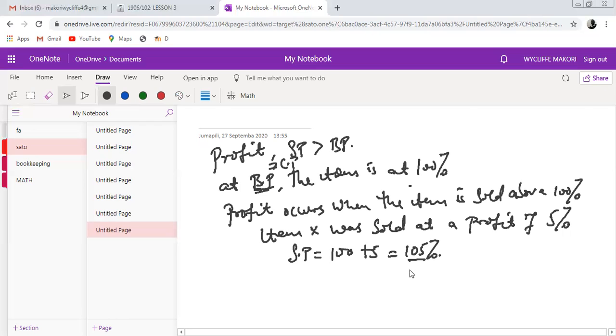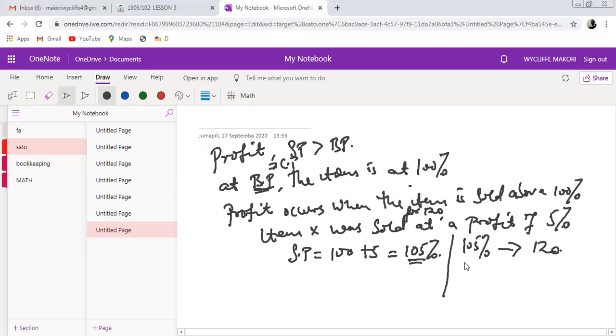Then you can come here and say, for example, this item was sold for 120 shillings, realizing a profit of 5%. You can be asked, can you calculate the cost price? You say, if it was sold at 120 and a profit of 5% was made, then it was sold at 105. So 105% is equivalent to 120 shillings.